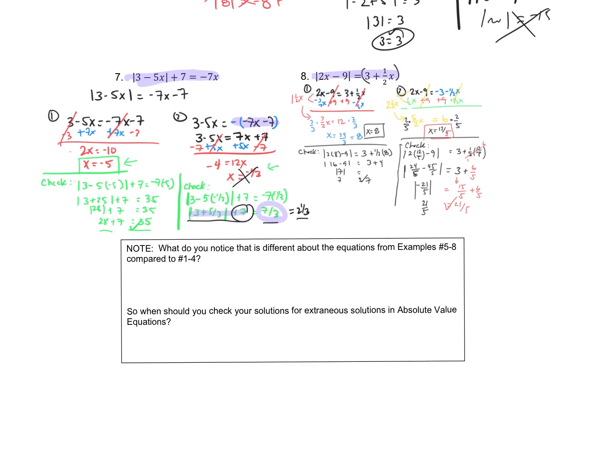Okay, so we're going to write: they have a variable outside the absolute value. Okay, so that's the difference between the two.